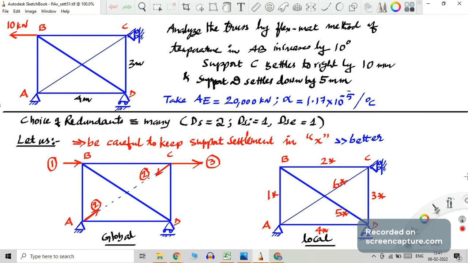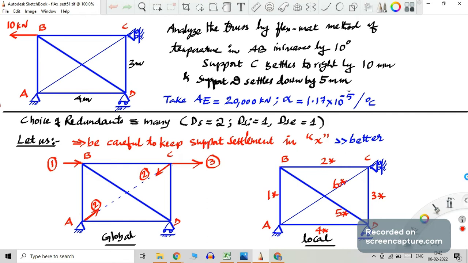So global coordinates 1, 2, 3. Now local coordinates 1 star, 2 star, 3 star, 4 star, 5 star, 6 star in the right side diagram. Please note that whenever you number global coordinates, the truss or whatever the structure is should be primary, or statically determinate. And when you number the local coordinates, all the members should be available. In global, we have removed 6 star, but in local, 6 star will be there. These are all related to the initial principles we have discussed.